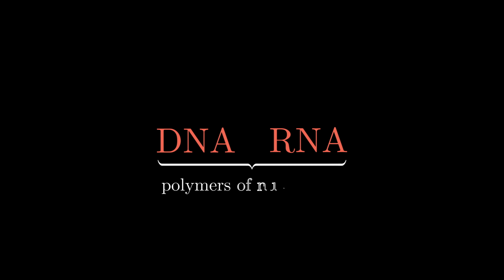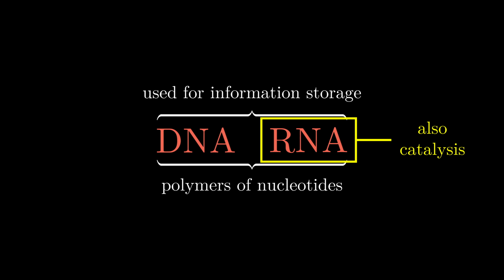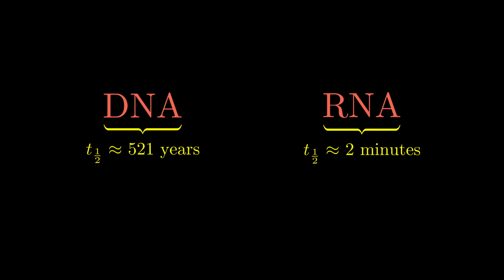Well, they are both polymers of nucleotides in the same way that proteins are polymers of amino acids. They are both special in that the order of different nucleotides in these polymers stores information. In addition, RNA can form complex 3D structures that perform chemical catalysis, just like proteins. But what is the difference between DNA and RNA? We'll go into the detailed chemical differences later, but for now the main difference to understand is one of stability.